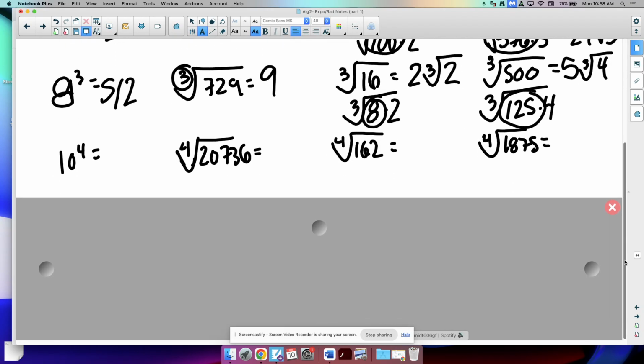4. So you can use this sheet to find exponents. So 10 to the 4th, go down to 10, go over to the 4th power. What is 10 to the 4th? 10,000.